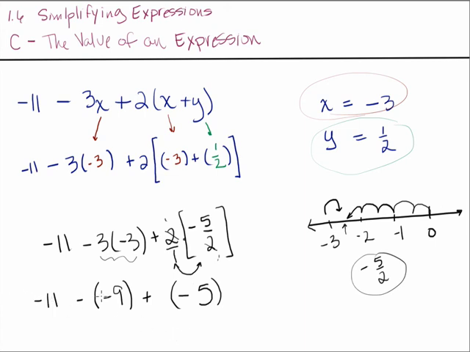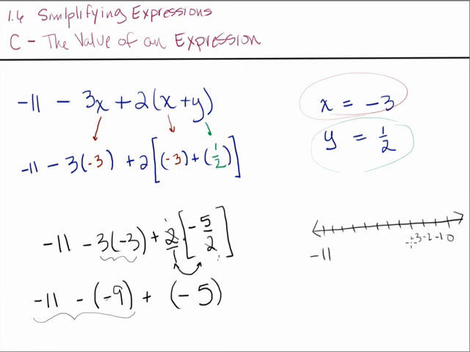Negative 11 minus negative 9. Minus negative means plus. The opposite of a negative is a positive. So this is negative 11 plus 9. Negative 11 plus 1, 2, 3, 4, 5, 6, 7, 8, 9 is negative 2.